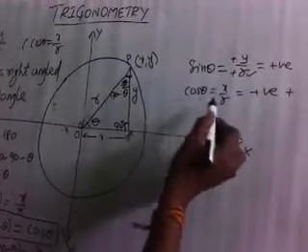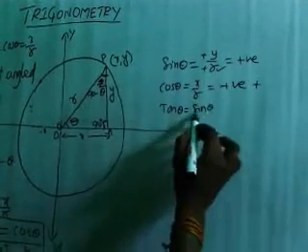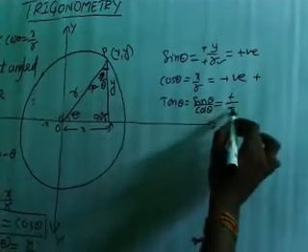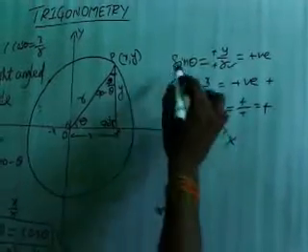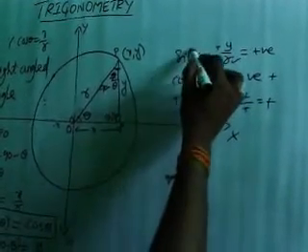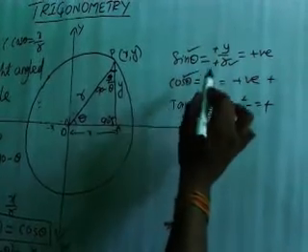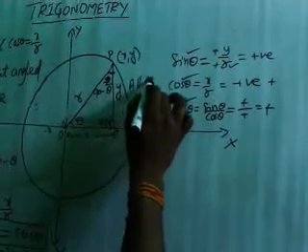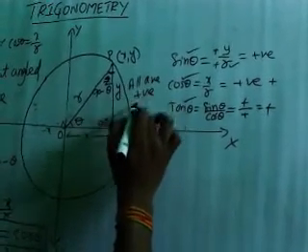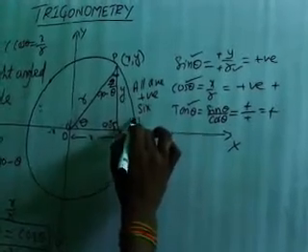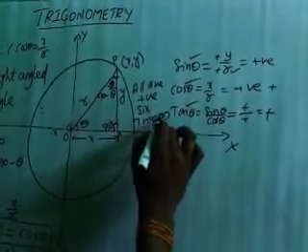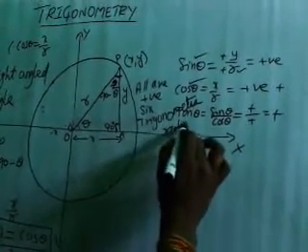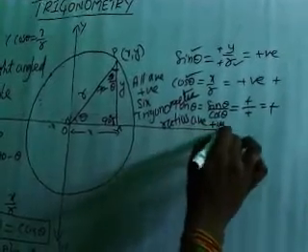Similarly, with sin positive and cos positive, tan, which is sin theta by cos theta, is positive by positive, that is positive. So sin positive, cos positive, tan positive. Reciprocal of sin, cosecant, is positive. Reciprocal of cos, secant, positive. Reciprocal of tan, cot, positive. So all are positive. All means all six trigonometric ratios are positive in the first quadrant.